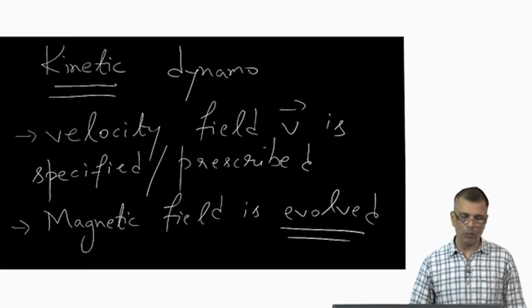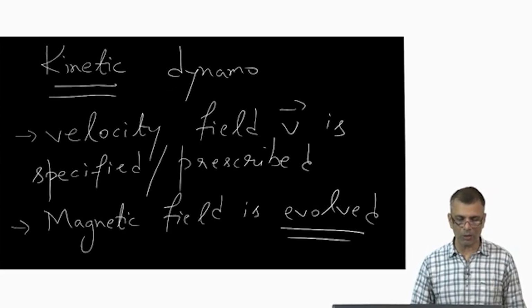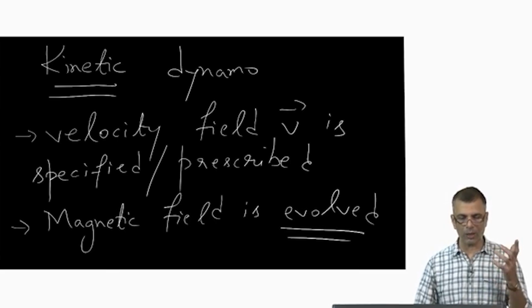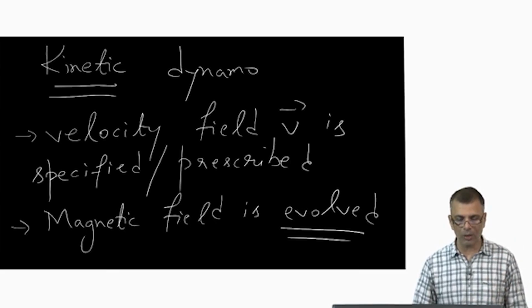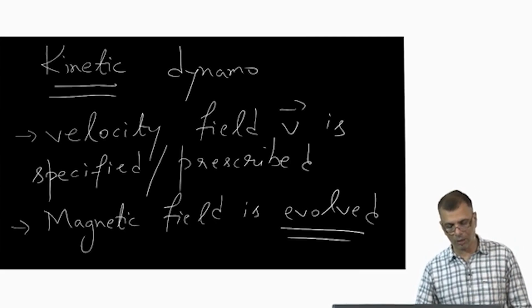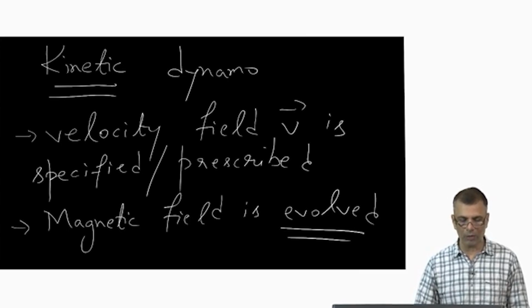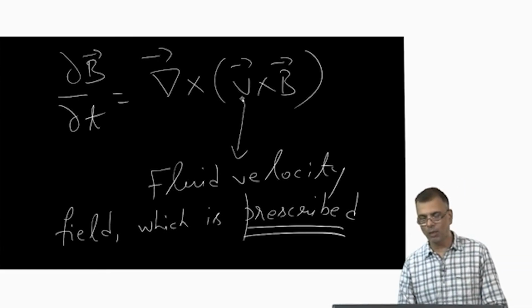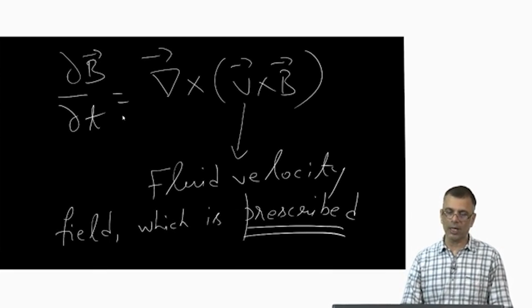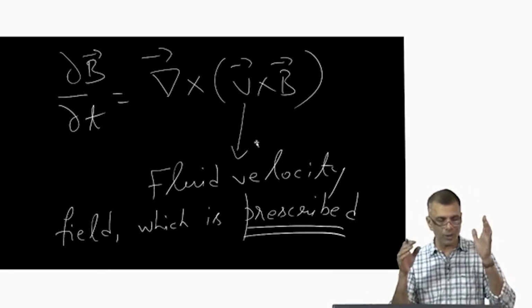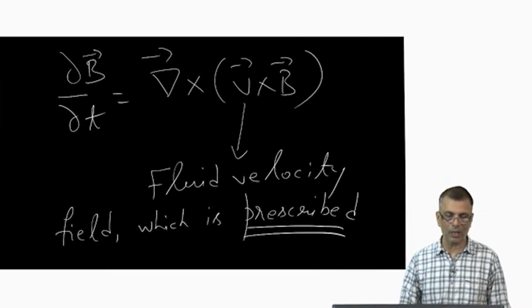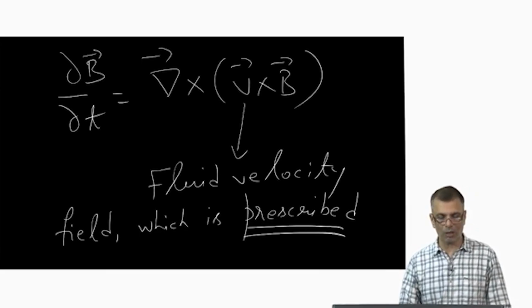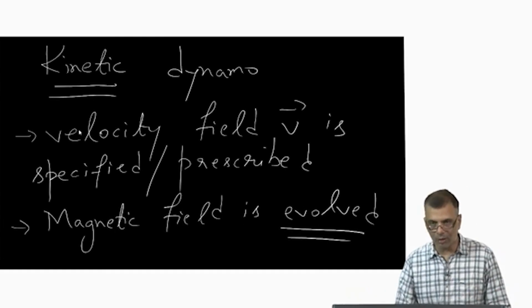and we know very well, this is what we've been talking about for a long time now. What is the one equation that tells you how the magnetic field evolves in time in response to a given prescribed velocity field? The magnetic induction equation. You prescribe a certain velocity field, and then you see how the magnetic field is evolved. So this is at the heart of this approach called a kinetic dynamo, okay?